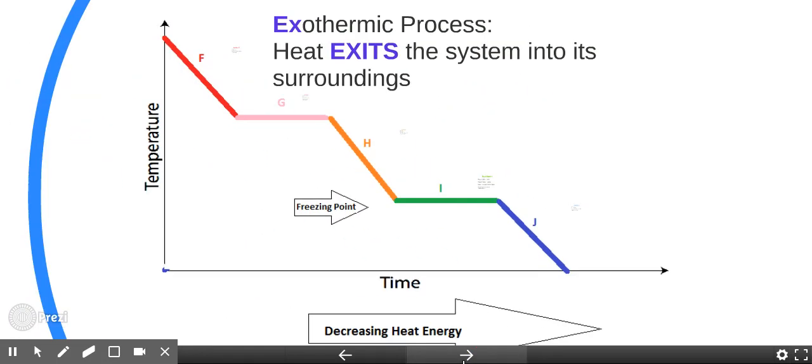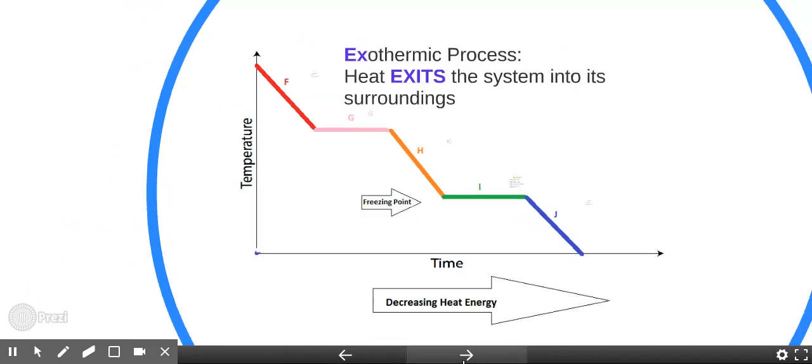So again, if we look at this, and I know I went through exothermic pretty fast, exothermic is just taking heat out of the system. So we would have some sort of gas and we would cool it down by putting it into a freezer or some other cooling contraption of that sort.